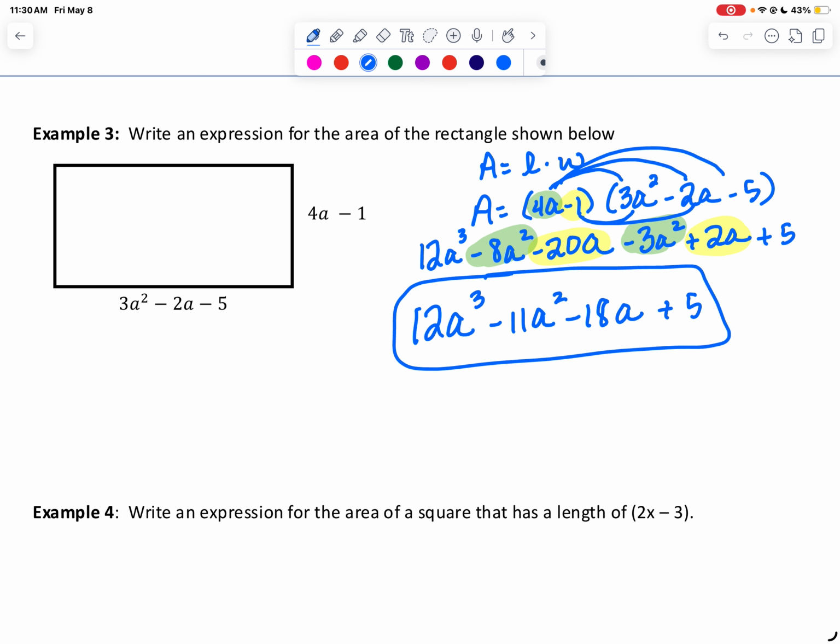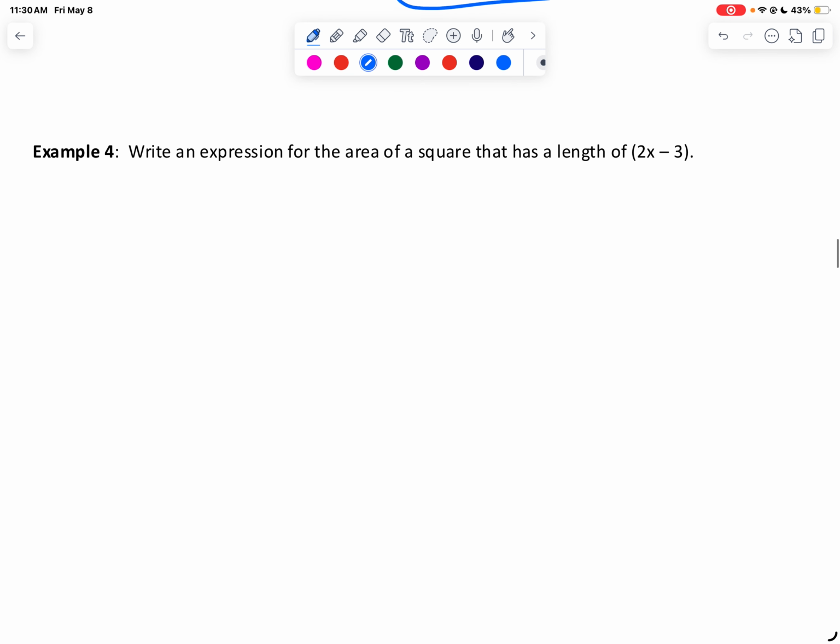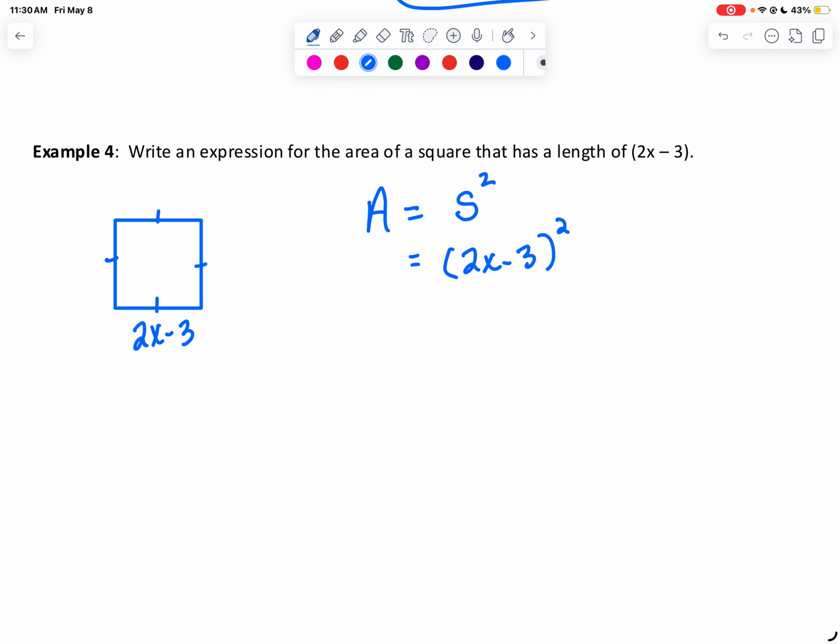All right, example 4. Write an expression for the area of a square that has a length of 2x minus 3. So here's our square. We know that in a square, all the sides are the same. And in this case, our side length is 2x minus 3. So the area of a square is side squared. So we're taking the expression 2x minus 3 and we're squaring it. But 2x minus 3 squared is the same thing as 2x minus 3 times 2x minus 3.